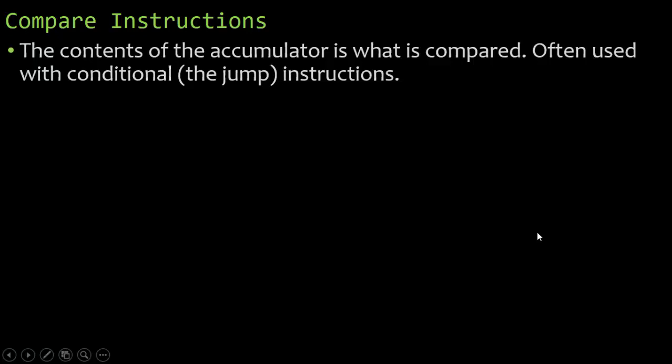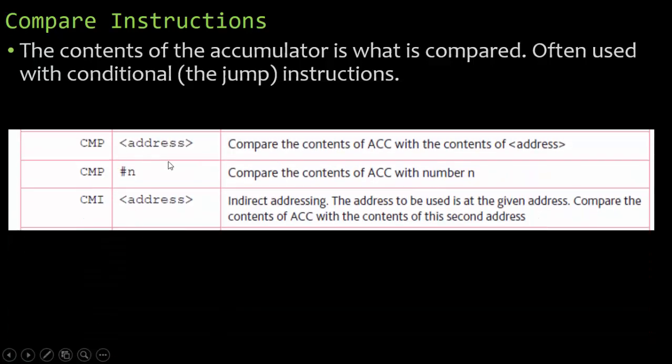It's often used with the jump instructions that we just went over. So we have CMP address. We're comparing the contents of the accumulator with the contents of the address. We can also use CMP, the number sign in, which literally means compare the contents of the accumulator with a number.